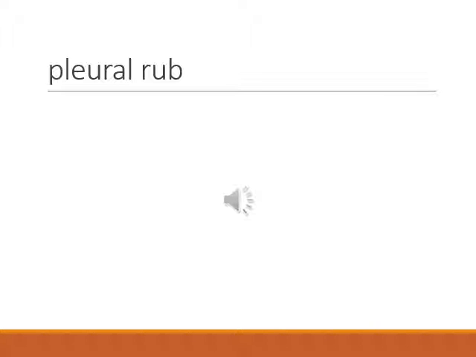This is the pleural rub. It is heard in the late inspiration and early expiration, and it doesn't disappear if you ask the patient to cough or take several breaths, and you will find it localized to a certain place in the chest wall.